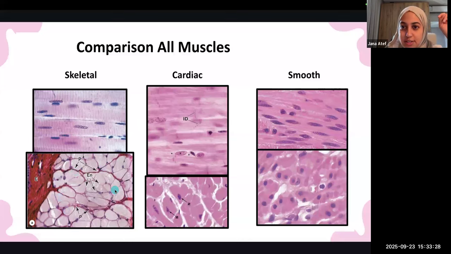So in the cross section, we have the nucleus on the periphery. On the transverse section, there are striations, okay? And one more thing is that it's not branching. You see how this is just a continuous cell? Parallel, non-branching, exactly. This is the skeletal muscle, okay?